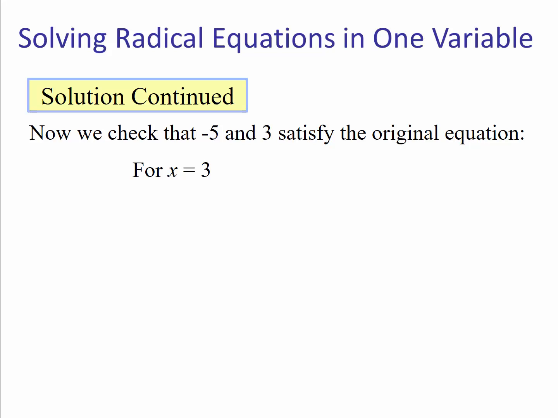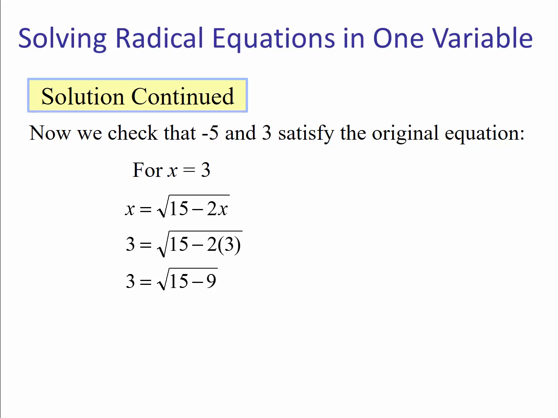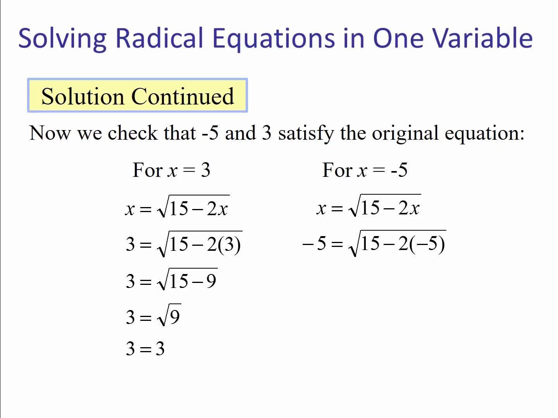For x equals 3, we have 3 equals the square root of 15 minus 2 times 3. We multiply first. 15 minus 6 becomes 9, and the square root of 9 is 3. It checks. For x equals negative 5, we have negative 5 equals the square root of 15 minus 2 times negative 5. Now right here I already see a problem. The square root of a number can't equal a negative number. So even if you work it out, you're going to get negative 5 equals 5, and that's not correct. So the only solution we have is x equals 3.